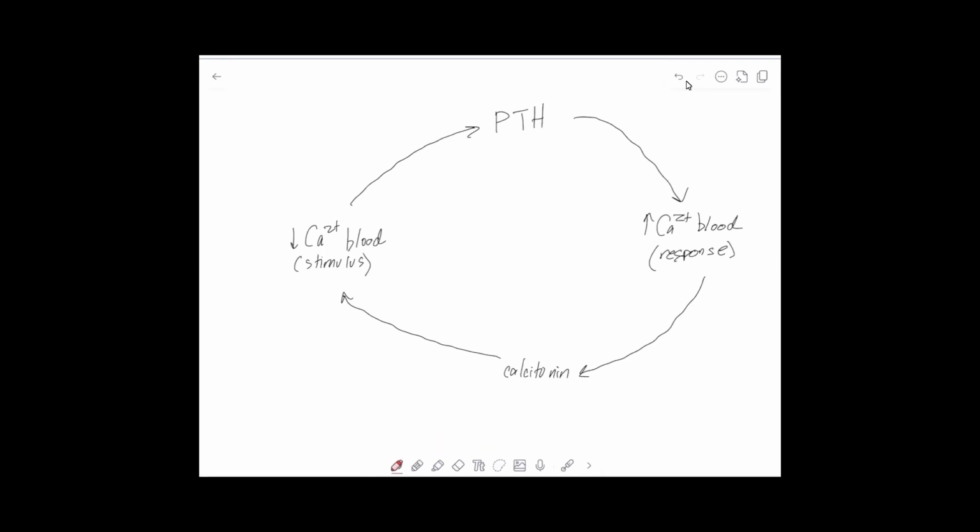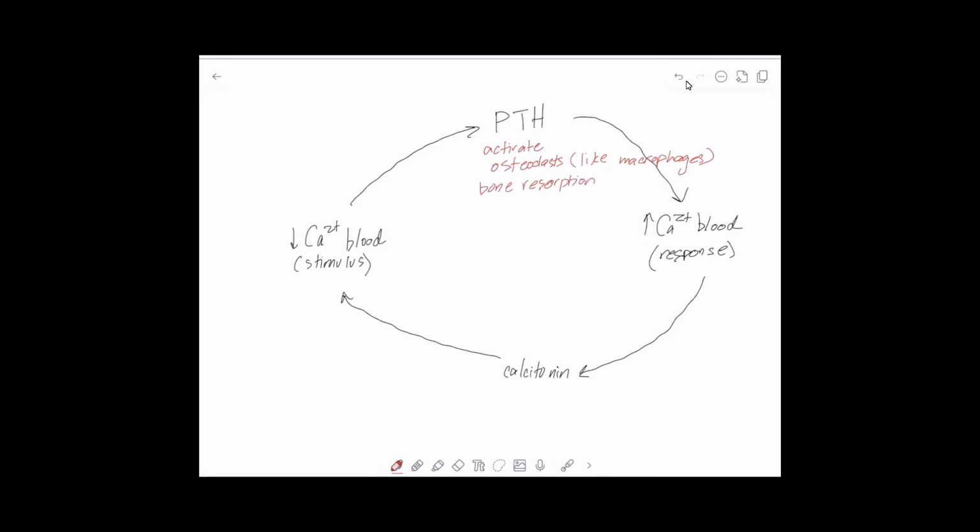So PTH is going to activate osteoclasts. And remember, these osteoclasts are like macrophages. And you should know that the osteoclasts are responsible for bone resorption.